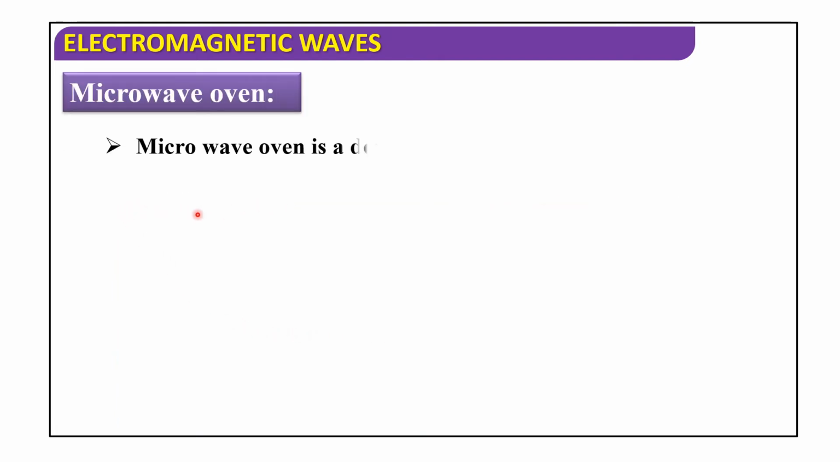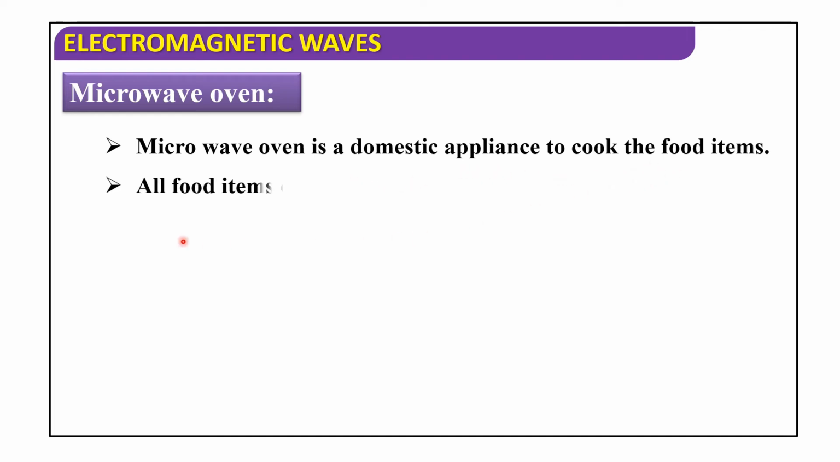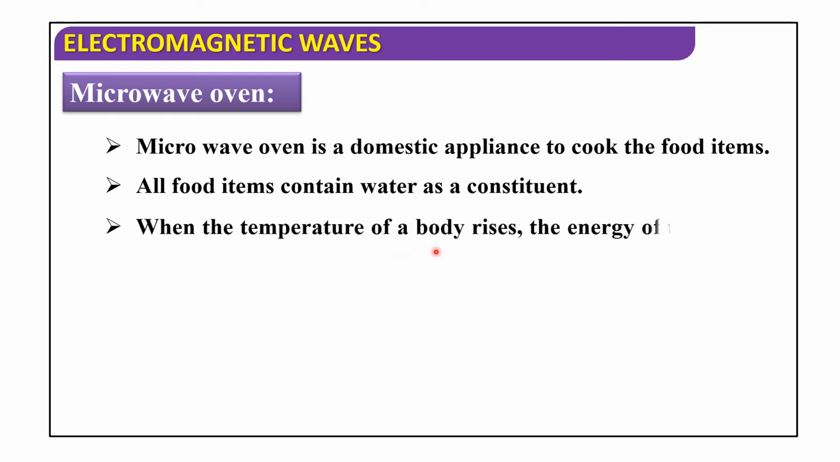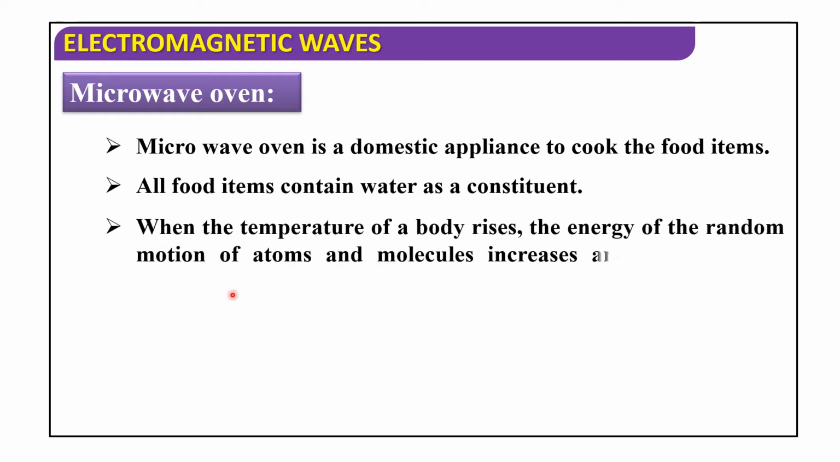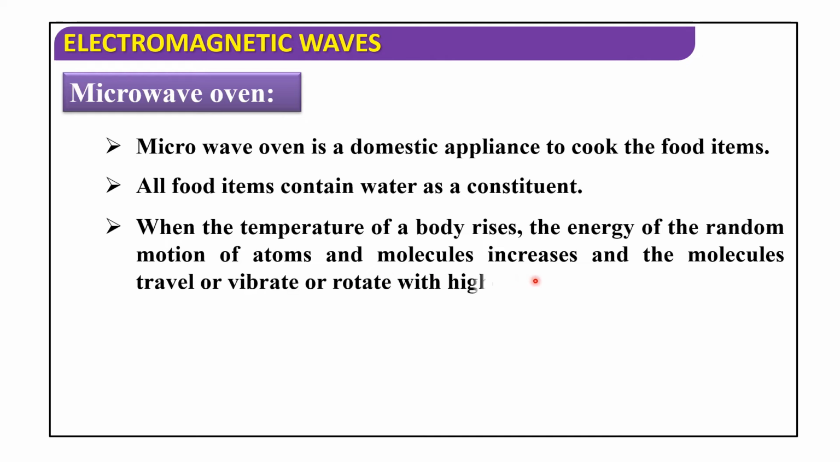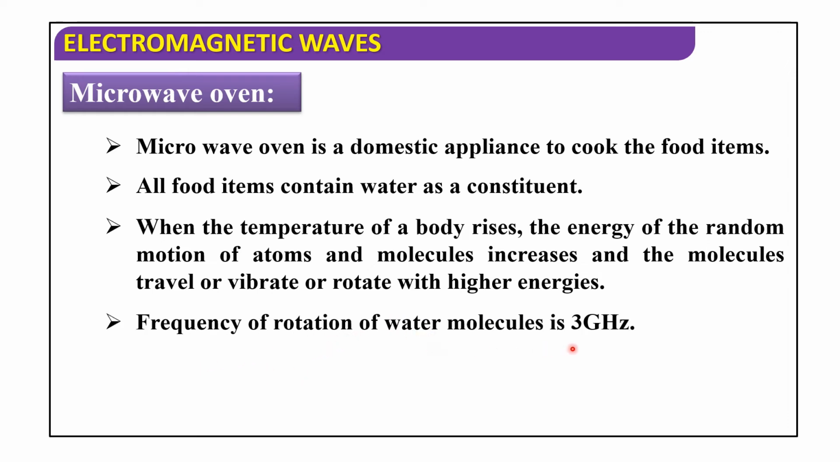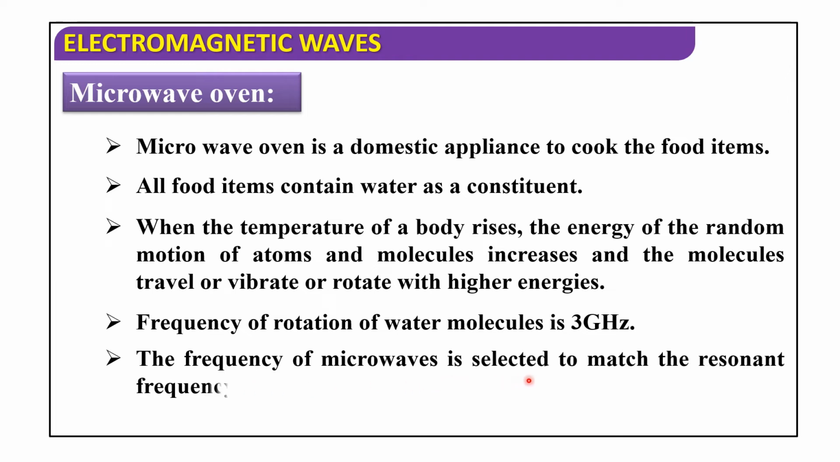Microwave oven. A microwave oven is a domestic appliance used to cook food items. All food items contain water as a constituent. When the temperature of a body rises, the energy of the random motion of atoms and molecules increases, and the molecules travel or vibrate or rotate with higher energies. The frequency of rotation of water molecules is 3 GHz. The frequency of microwaves is selected to match the resonant frequency of the water molecule.